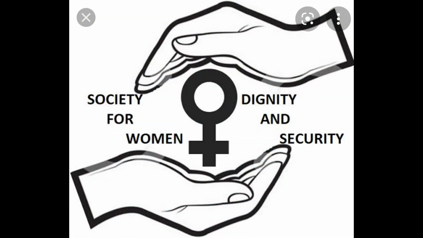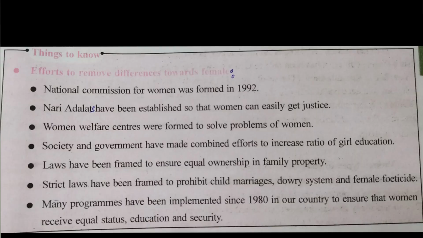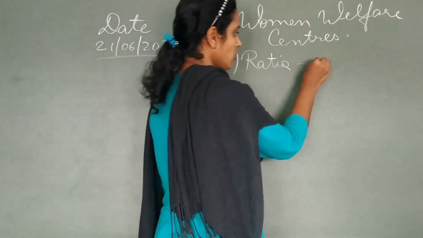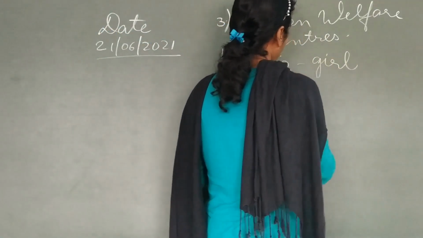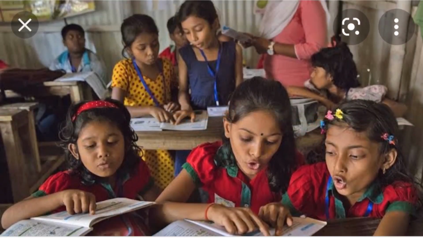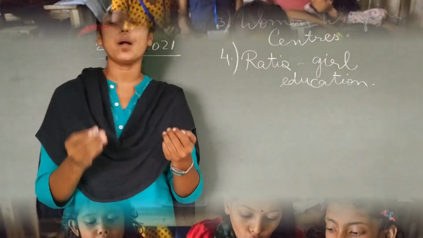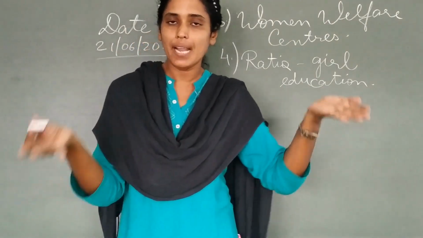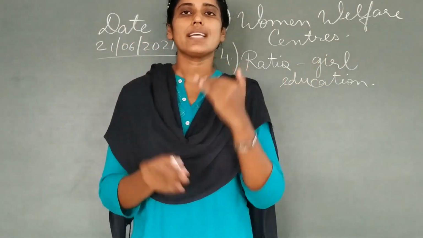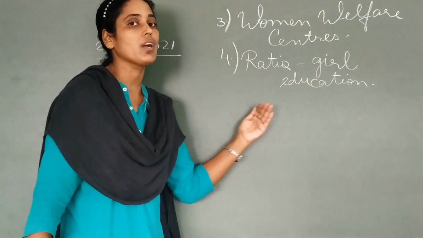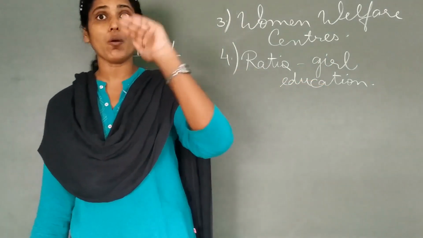Coming to the fourth one, fourth is society and government have made combined efforts to increase the ratio of girl education. What do you mean by that, students? Ratio of girl education. Just now we saw how girls in the previous days were not sent to school. They were not given education. So to increase the girl education, what has government done? Government is doing combined efforts with the help of society. That is, people have to cooperate for that. They are sending girls to school so that the ratio of girl to boy education remains the same or more than that.